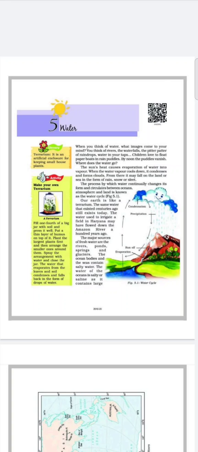As you all know, water is one of the most important resources, and life on earth is not possible without it. The water cycle is the continuous movement of water on, above, and below the surface of the earth. Some of the major sources of fresh water are glaciers, rivers, springs, ponds, and lakes.